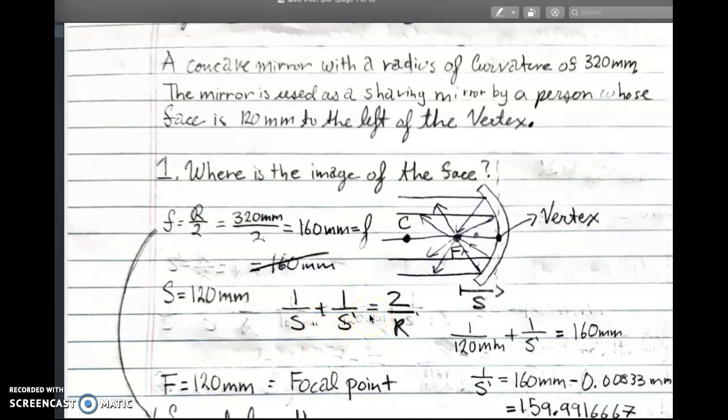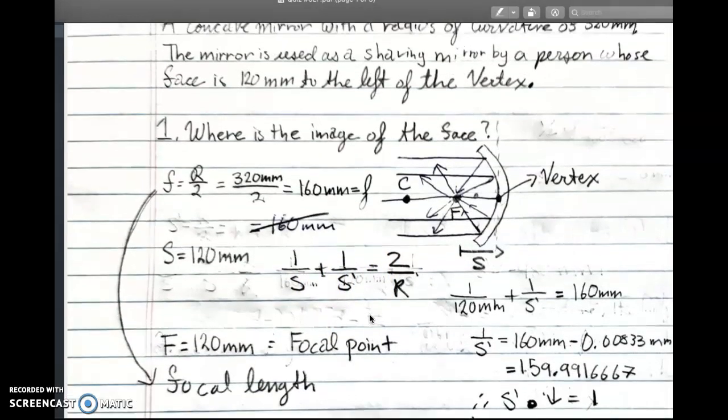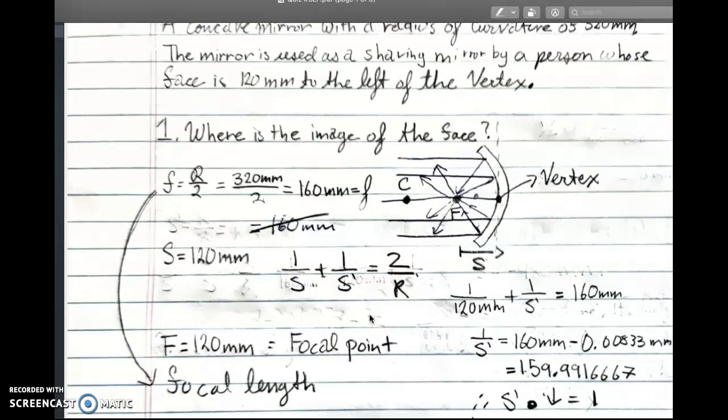So first we need to find the focal length, which is 160 millimeters, and we get that by taking the radius of curvature divided by 2. Then, in order to find our image distance, we need to take the inverse of the focal length and subtract the inverse of the object distance. Now my calculations here are incorrect, but luckily I had another piece of paper to do the corrections.